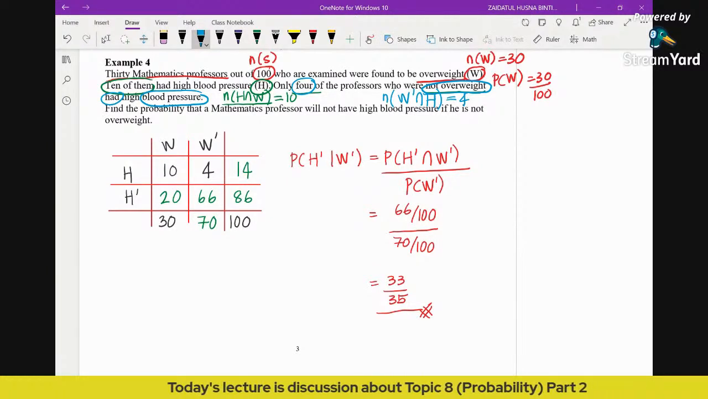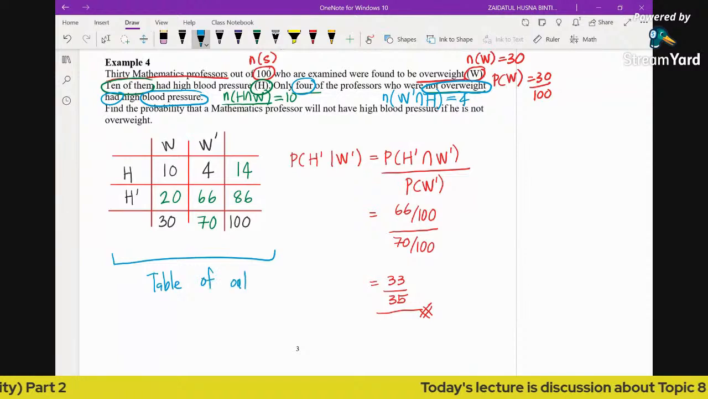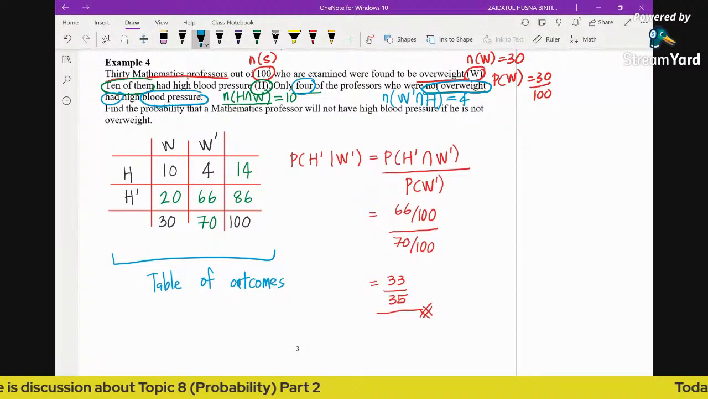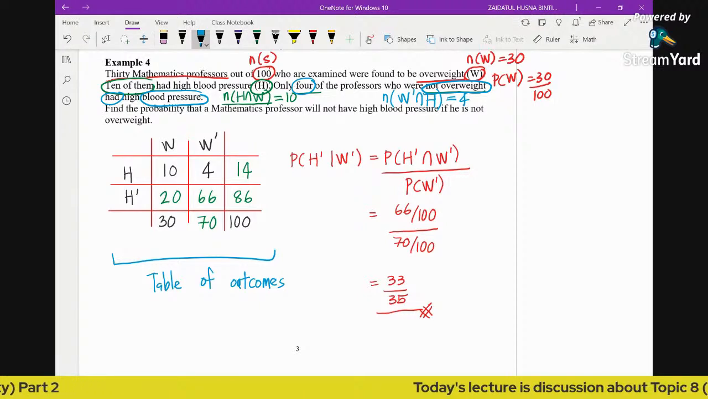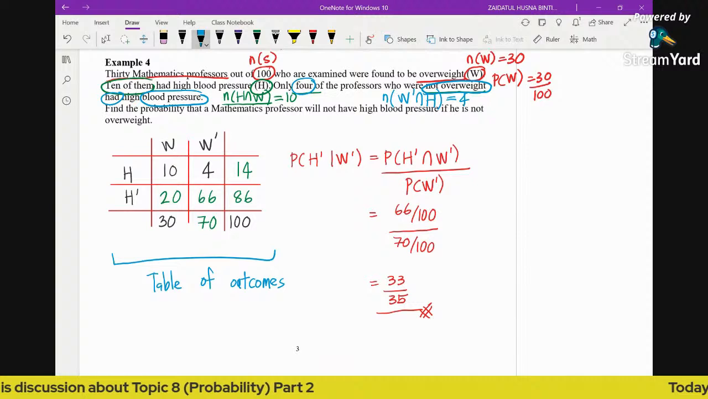In this case, we are going to use a contingency table, which is what we call a table of outcomes. It's quite difficult to use a Venn diagram here. So we are going to use the table of outcomes to understand the situation and put all the values in the table before we start answering the questions.